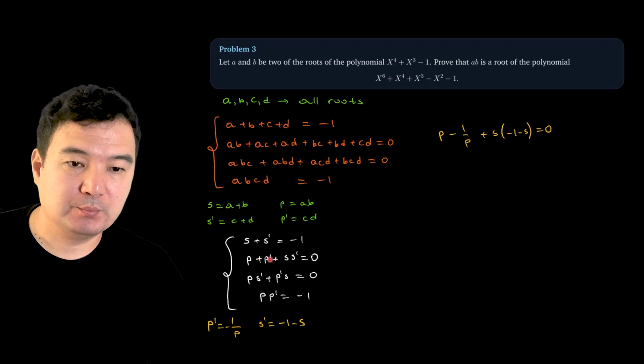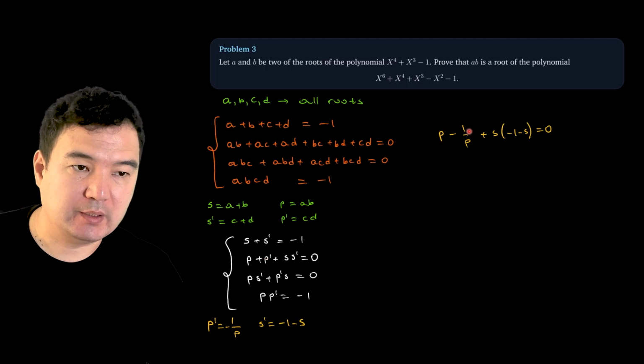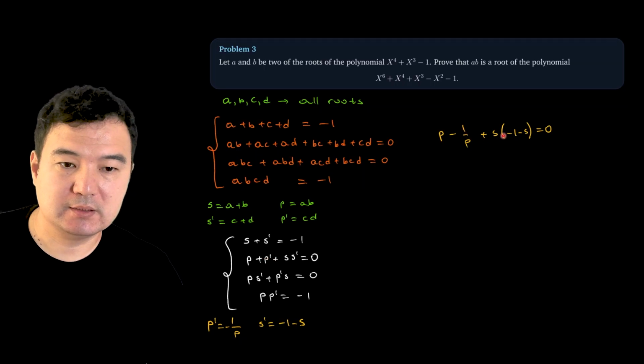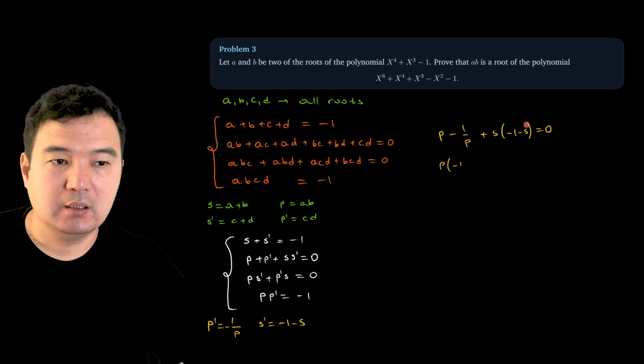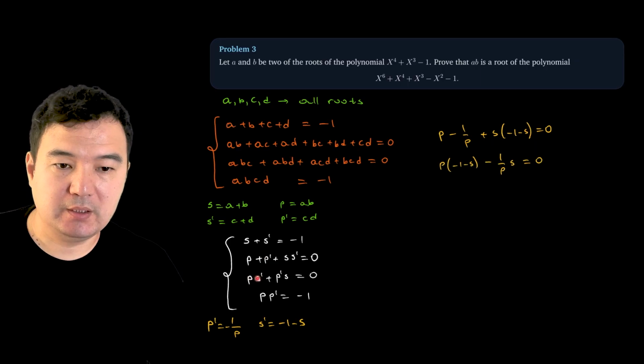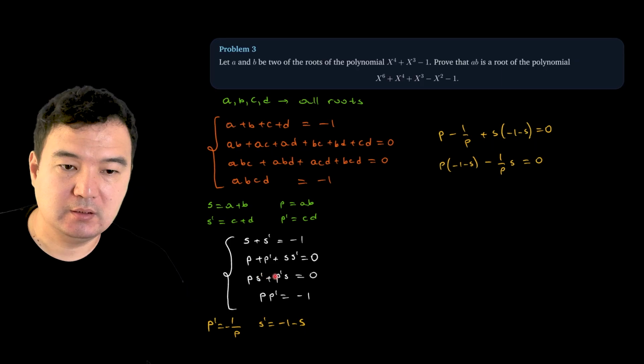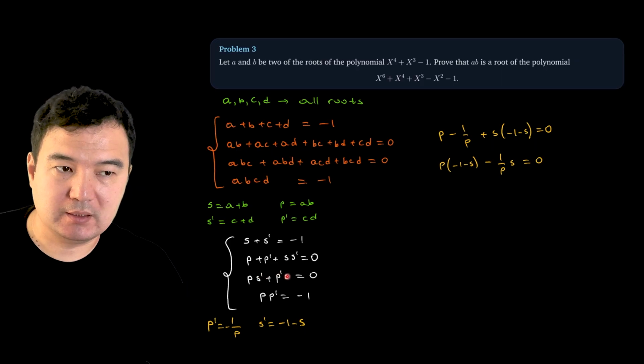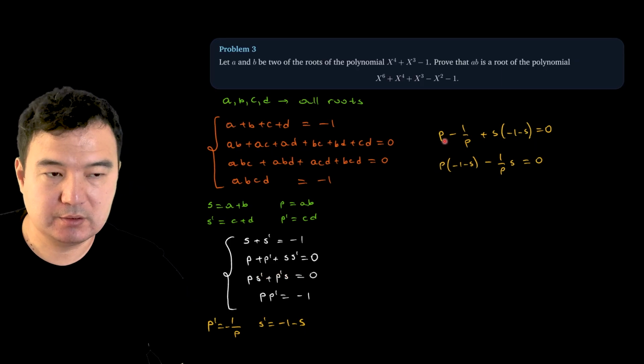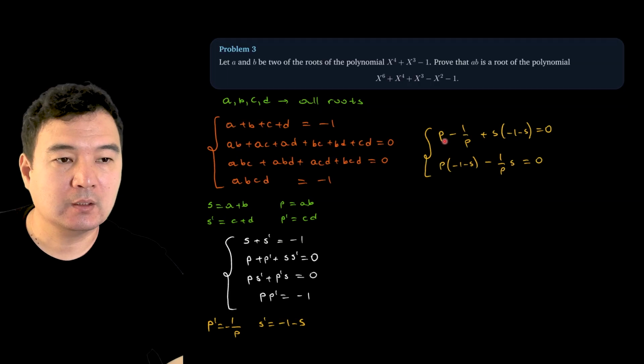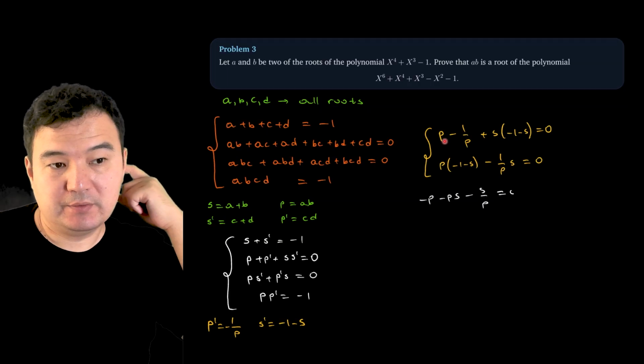So like P plus, instead of P prime, I have -1 over P plus S. Instead of S prime, I have -1 minus S. And then for this one, P times S prime, replace this. P prime replaces P prime and S. So we have these two equations. Let's simplify these two equations.